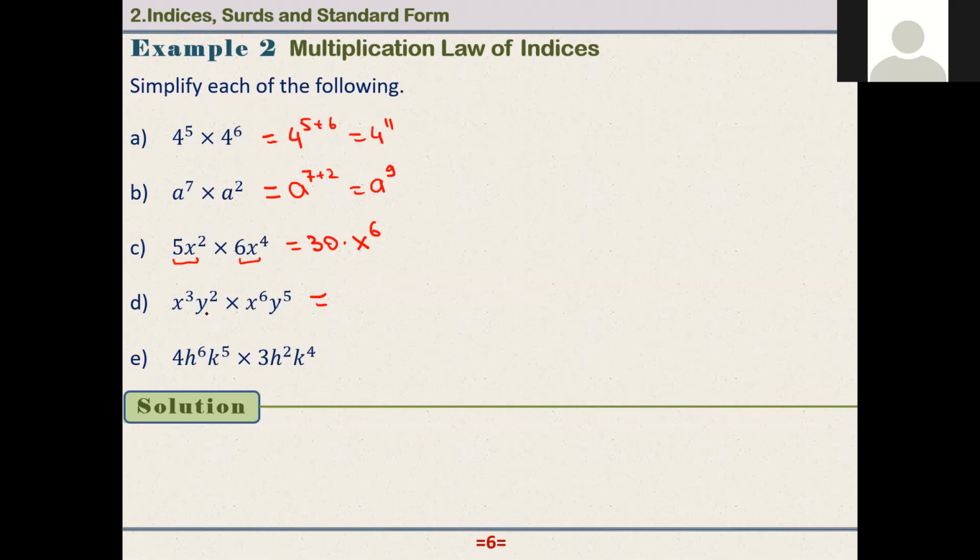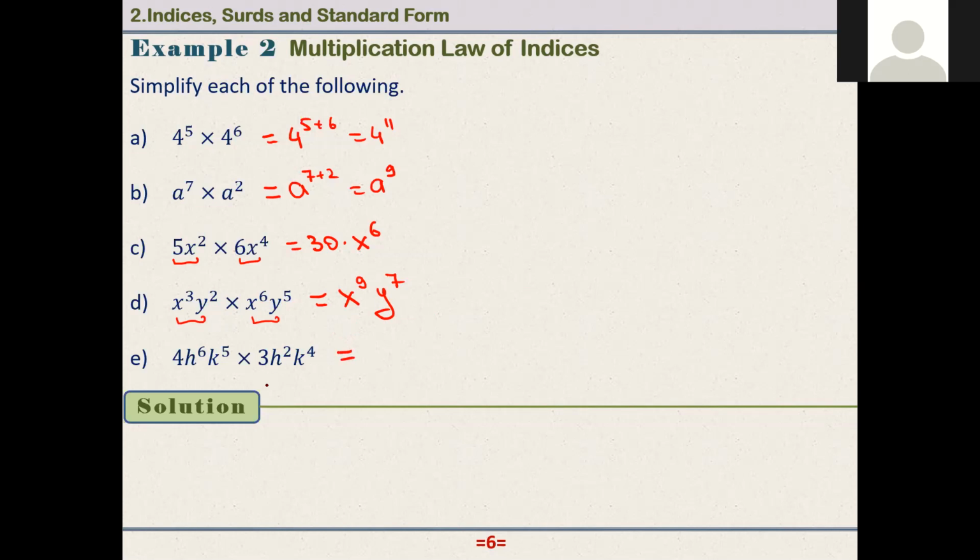How about here? We have one algebraic term here, multiplied by another algebraic term. So all are multiplied. Here we have x to the power 3 times x to the power 6. So 3 plus 6, that's equal to 9. Now here we have y squared, y to the power 5, 2 plus 5, that's equal to 7. Simplifying algebraic expressions involving indices.